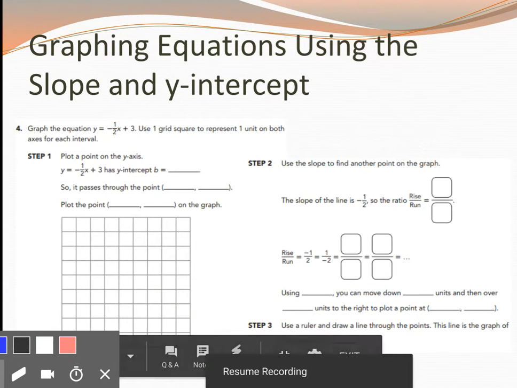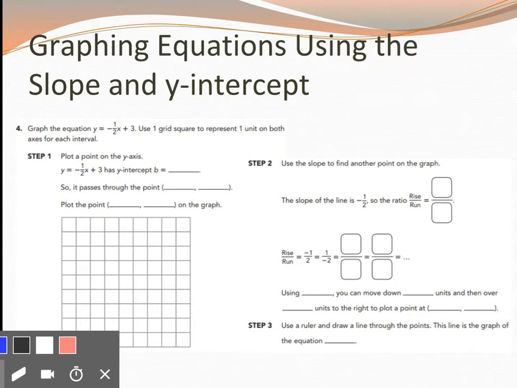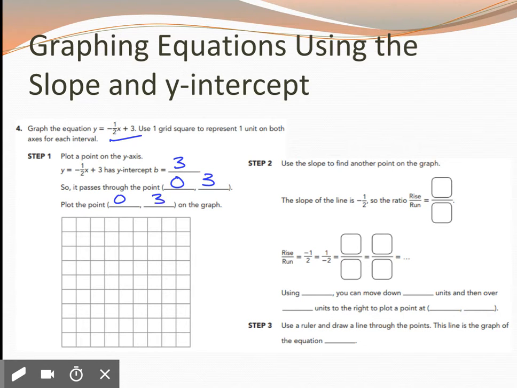All right, so let's do this one together. Graph the equation y equals negative 1/2 x plus 3. So step 1 first is I'm going to use my y-intercept of b. So my b is 3. So again, for my y-intercept, my x is always 0, and my y, or my b, is my y for that. So the first thing I'm going to do is plot 0, 3. I'm just kind of eyeballing a graph here, not making anything perfect.